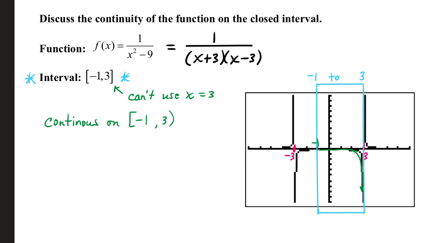Discuss the continuity of the function 1 over x squared minus 9 on the interval from -1 to 3. Factoring the denominator, x plus 3, x minus 3. Two examples ago, we saw that if you cannot cancel a factor in the bottom, then the zeros of those factors will be vertical asymptote locations. So we're going to have vertical asymptotes when x is -3 and +3. In this interval, -3 is not inside of it, so we don't even have to pay attention to that one.